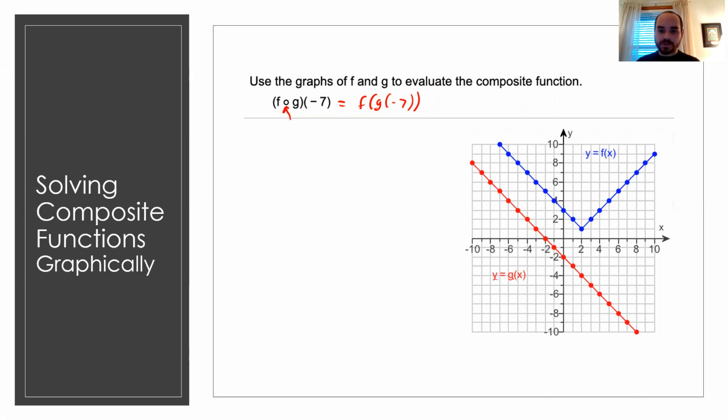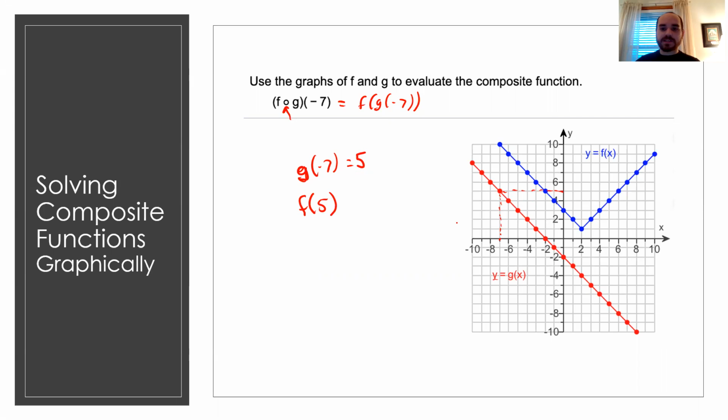We know that y equals g of x is graphed here in red. So in this case, this line is g of x. We're looking for g of -7. -7 is right here, so we go up. g of -7 is equal to positive, looks like 5. So that means that we're now going to take f of 5.